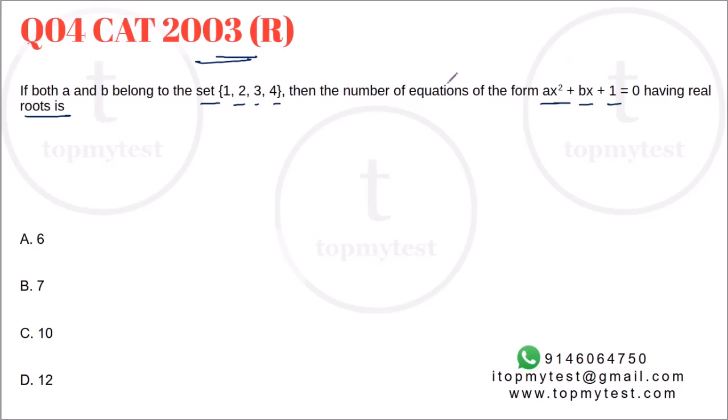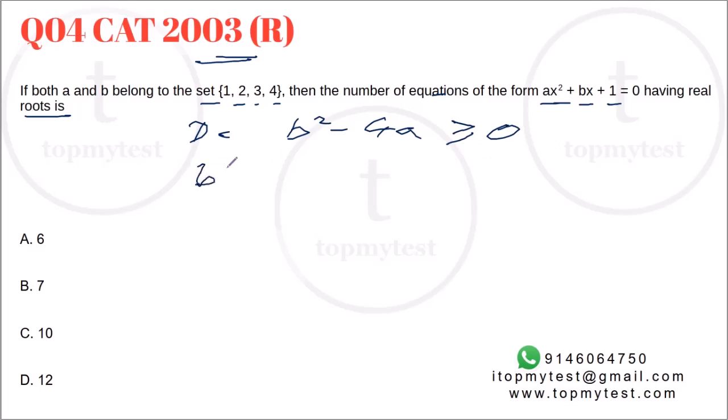Right. So we know that the roots of this equation would be based on your discriminant, which would be b square minus 4a. Right. For the roots to be real, this has to be greater than or equal to 0.